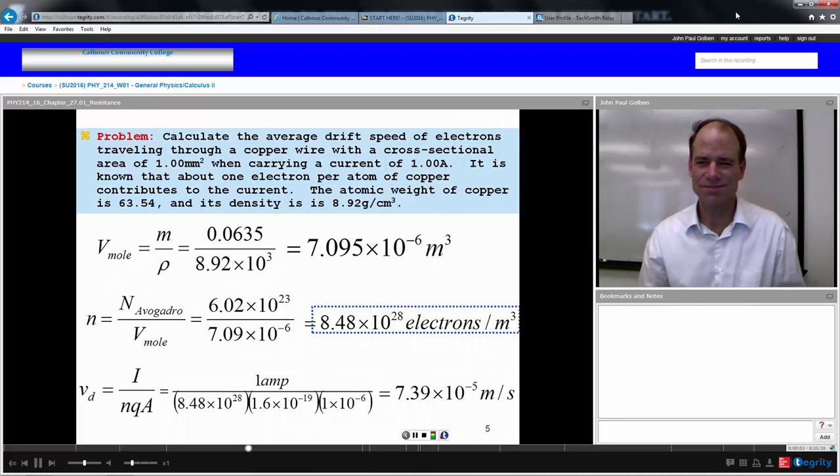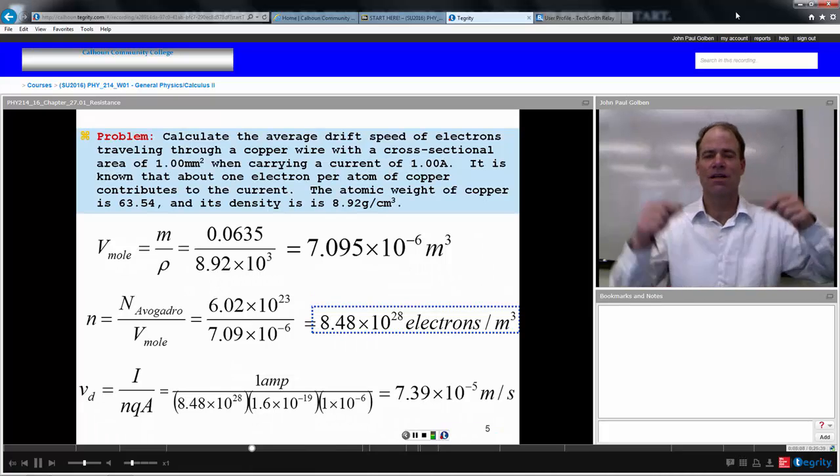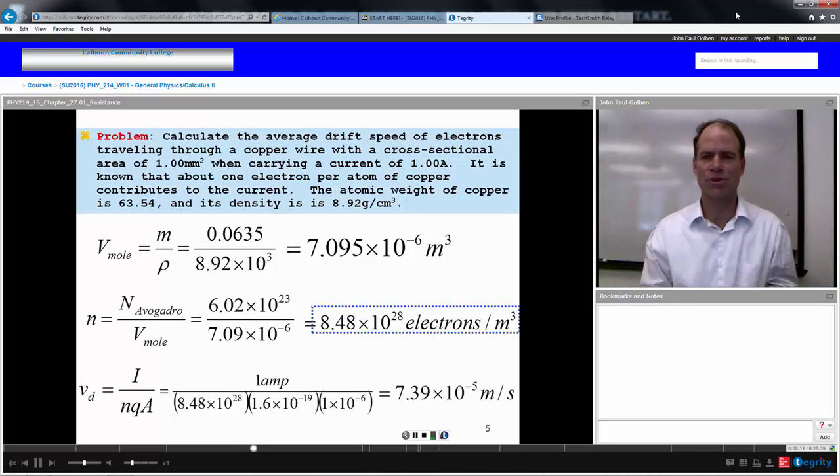Really? That's how fast the electrons are moving through a good wire carrying a very good current, and they're only moving at 7.39 times 10 to the minus 5 meters per second. That's pretty slow. I mean, I was always told when I was learning this stuff that electricity traveled at the speed of light. And this is much slower than the speed of light.